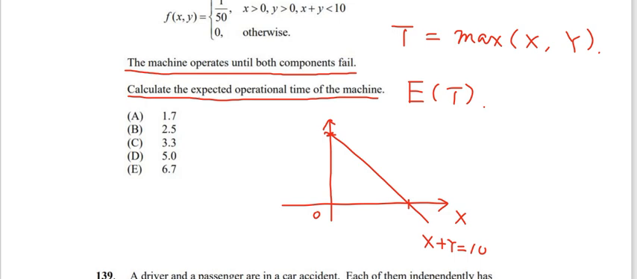So this is T, and T is the maximum. Okay, so we want to indicate the maximum. In this line, y equals x. Then in this part the maximum is x, so T equals x. So in this part T is x, and in this other part the maximum is y. Okay.